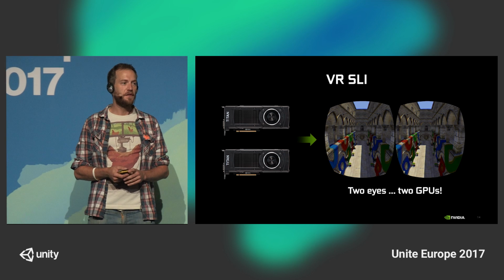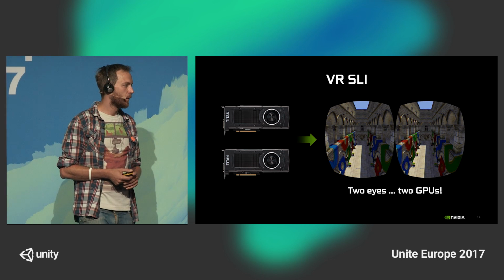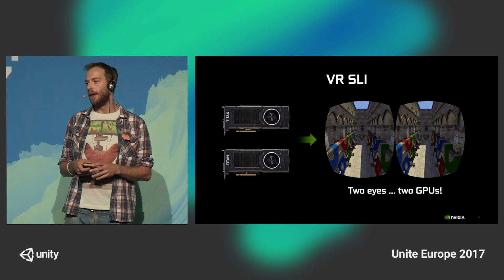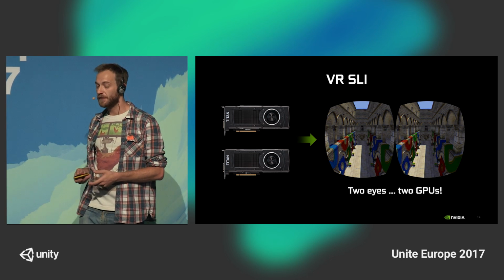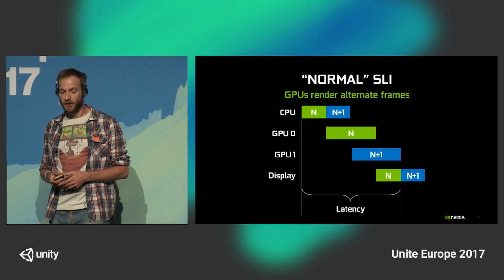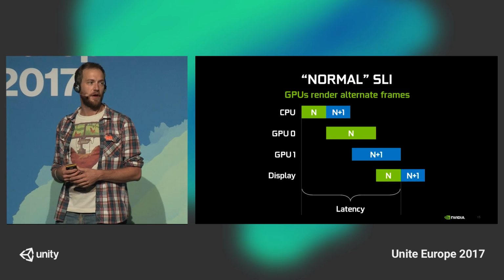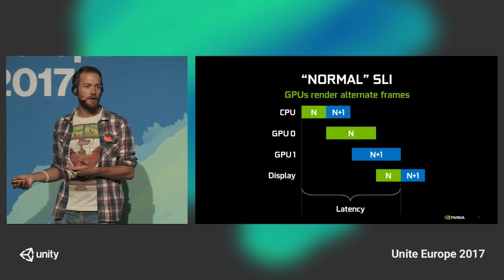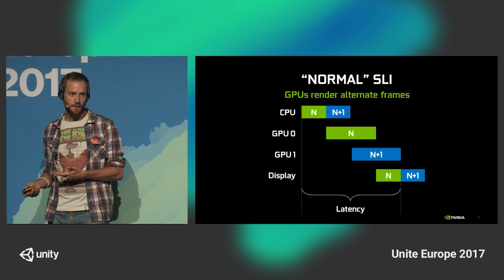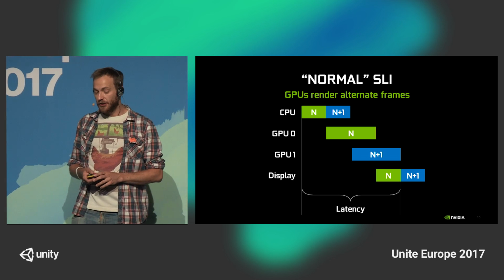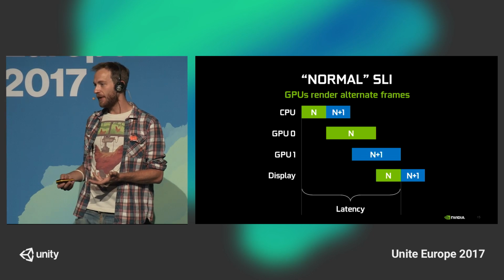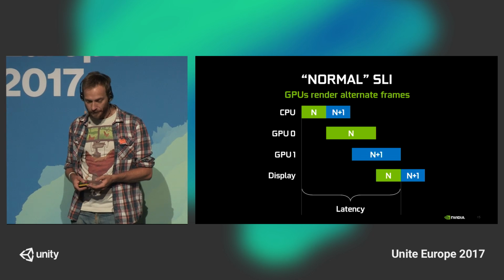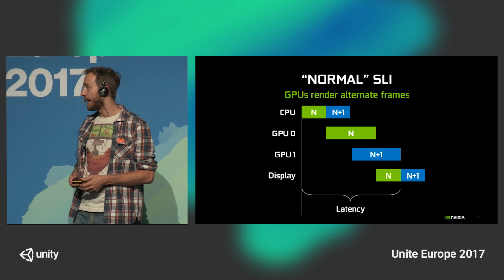And then there's also VR SLI. So most of you probably know SLI is a method of using 2 GPUs and then running them to render alternate frames. And this is what it traditionally looks like. The GPUs render alternate frames. So GPU 1 renders all the odd frames, and GPU 2 renders all the even frames. And this is actually good for traditional gaming. It's completely fine, but it adds more latency.